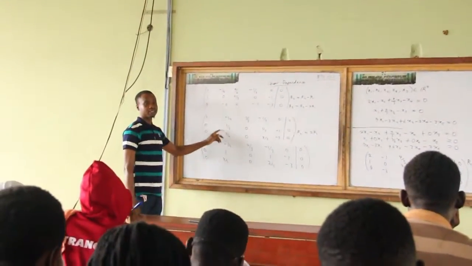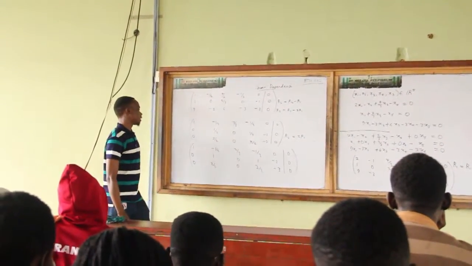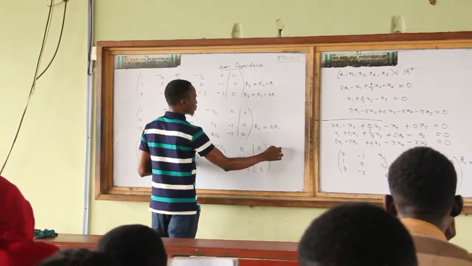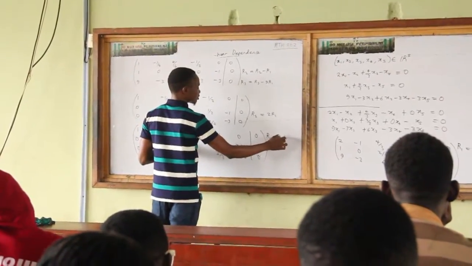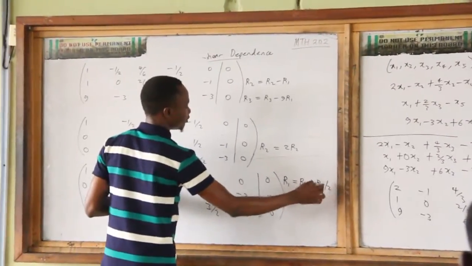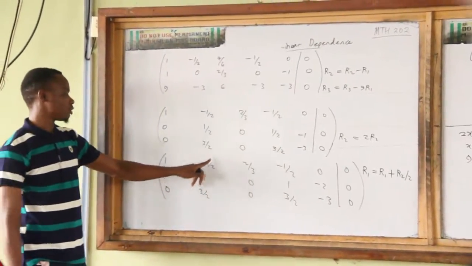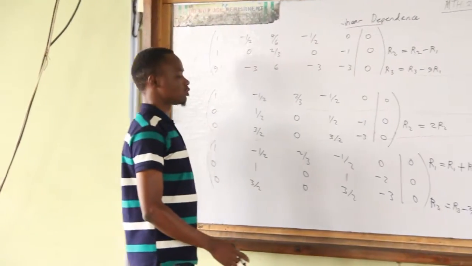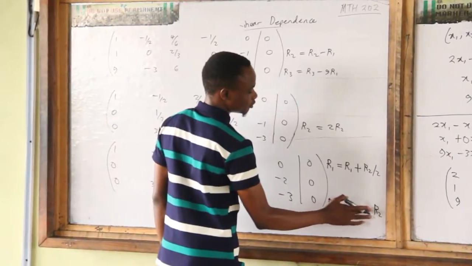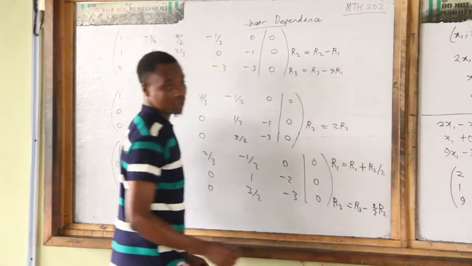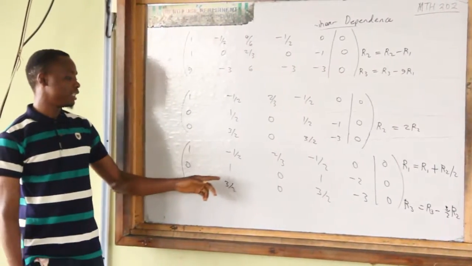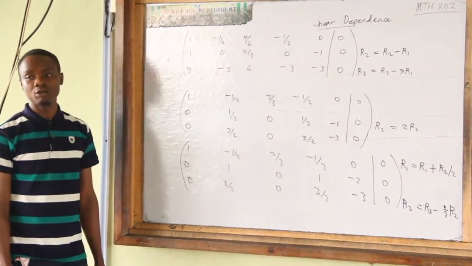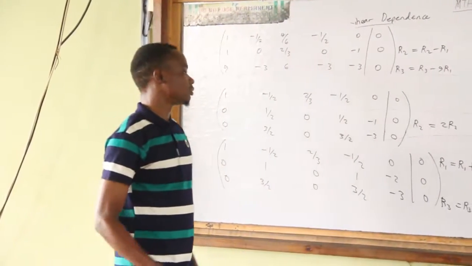minus the element in its row. So we say that this is going to be equal to R1 equal to R1 plus R2 over 2, right? Do you understand that? I want to make this 0. Sorry, 3 over 2 R2. Do you understand that? When I multiply this by 3 over 2, it will become 3 over 2. Right? Subtract this from it. Now it will become 0. So we can make it 0.